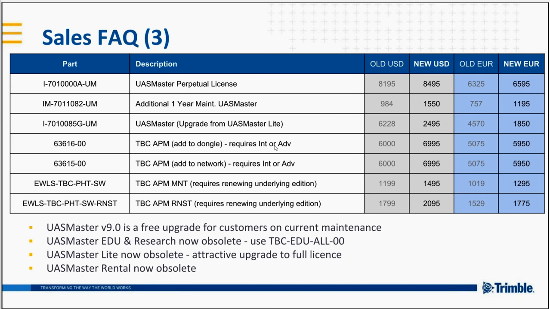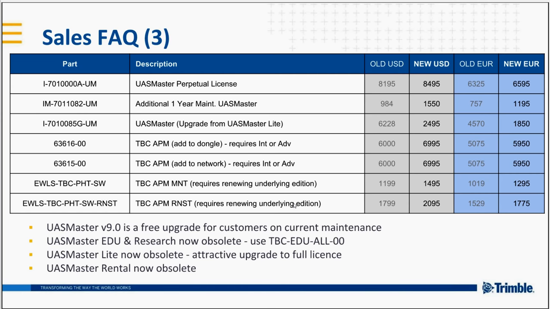For the TBC Advanced Photogrammetry module, we increased the prices, which I already mentioned. You see it from 6,000 to around 7,000 US dollars, or the same here for Euro. And there's also an increase of the maintenance renewals for the TBC APM products by around 70%. And also for the maintenance renewal, reinstatement, of course.